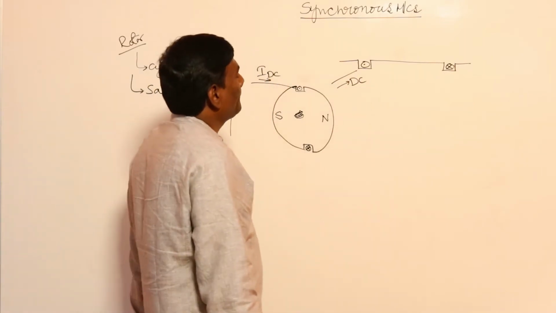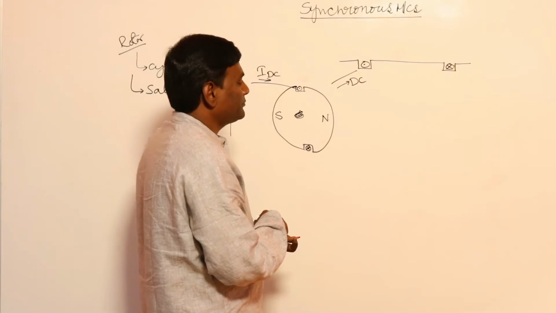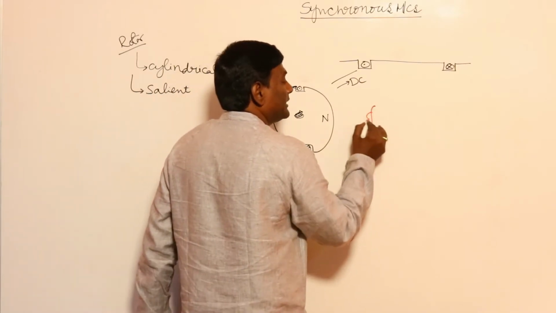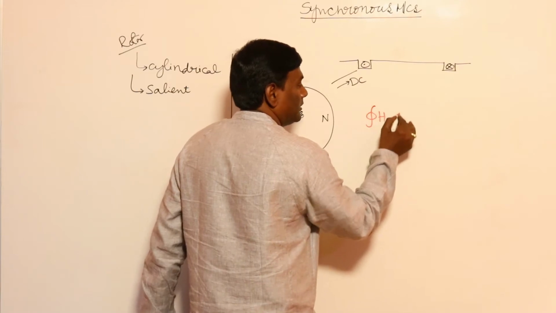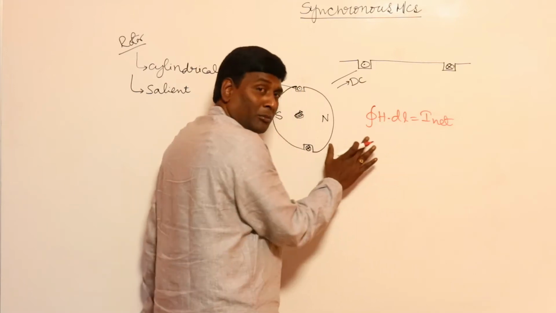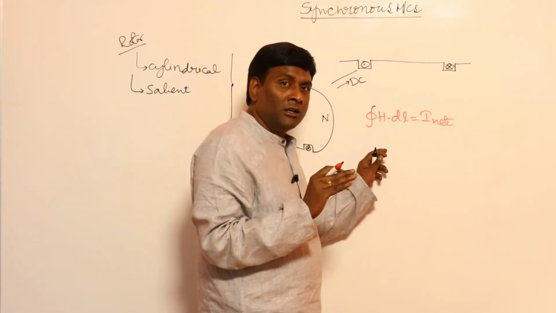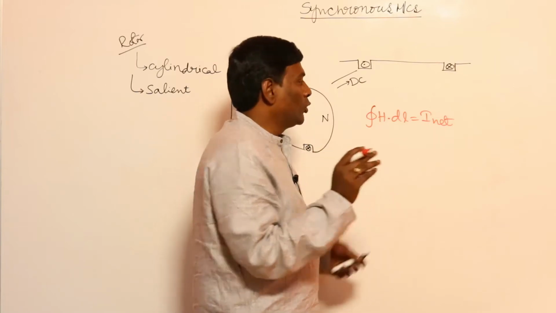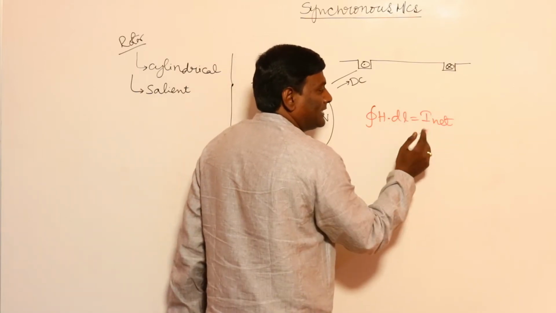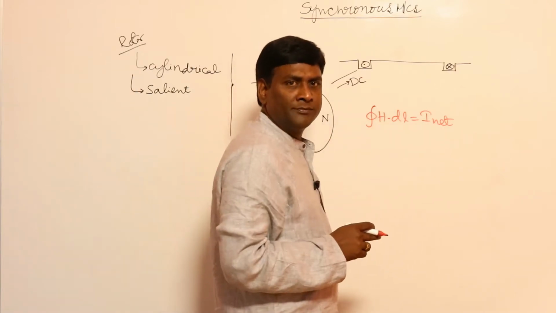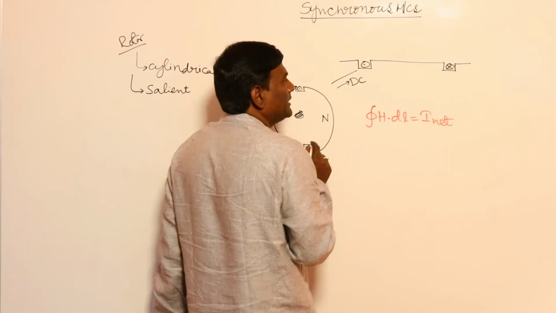Now if you are injecting DC current, what is MMF, or Ampere's law? Closed integral H dot dl equals the net amount of current. You need not remember this formula here. If I use any formula without much explanation, it means it is not required. Don't bother much. I net is nothing but the net amount of current enclosed in a closed path, which is nothing but MMF.